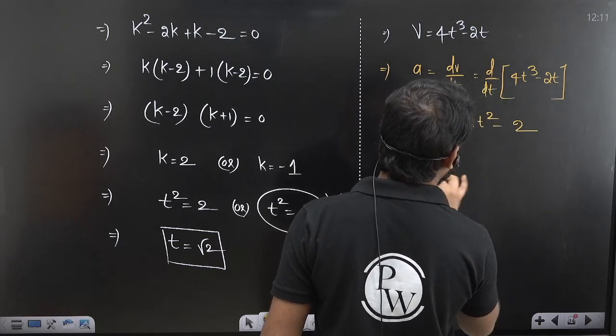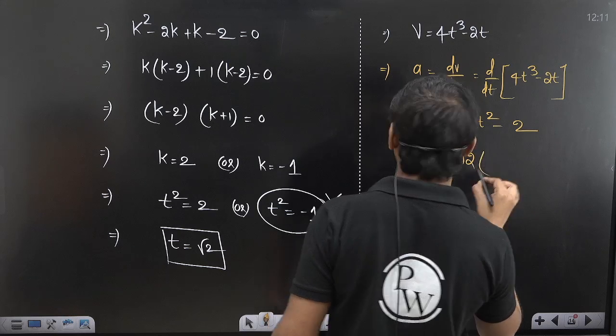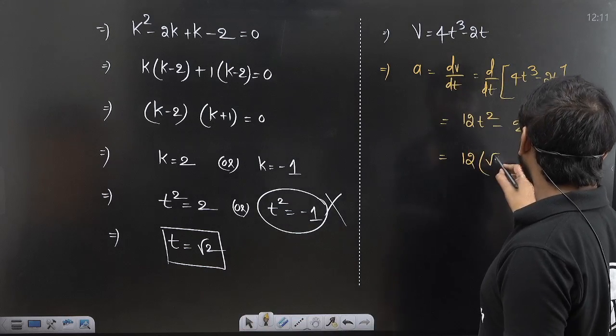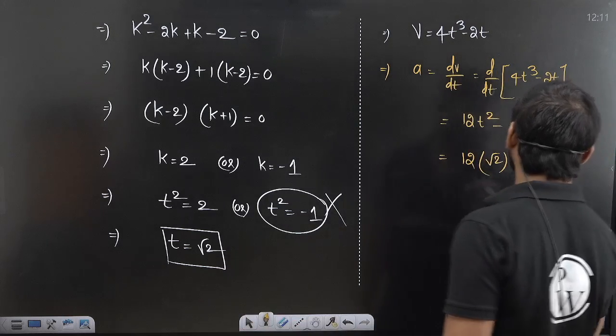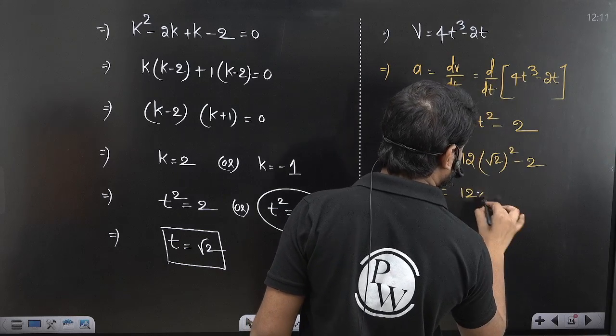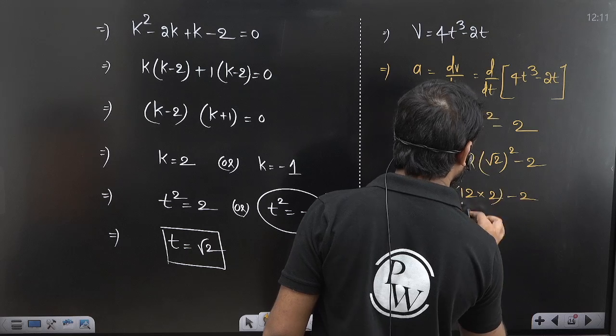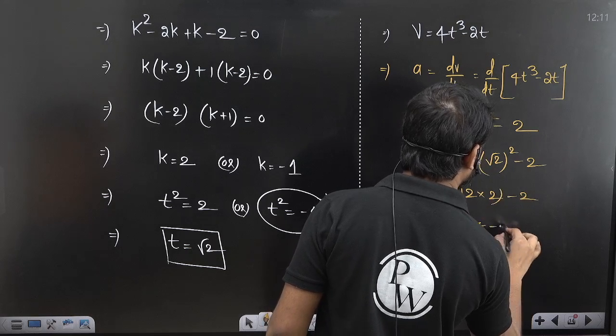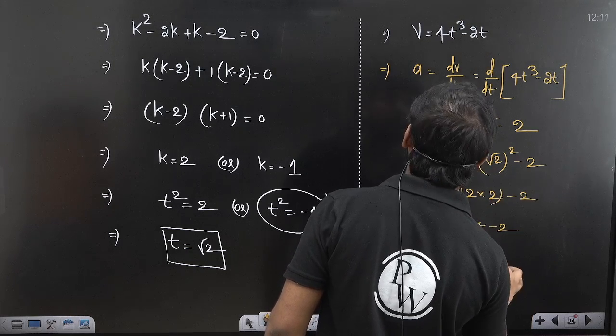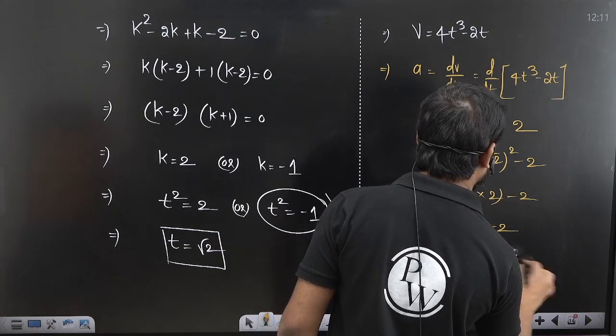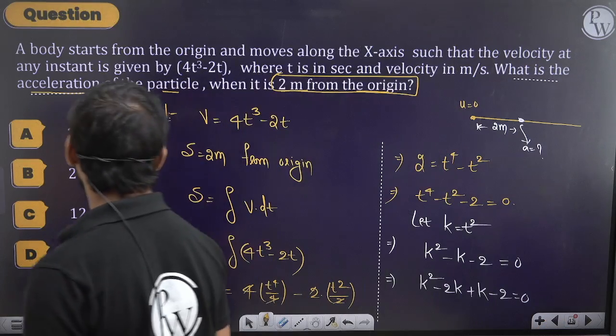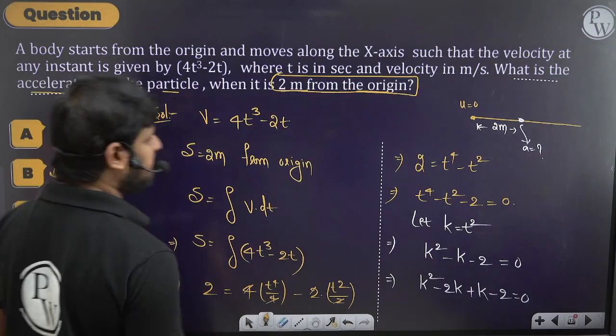So from here we get 12 into, what is t in place of t? Root 2 whole square minus 2. So from here 12 into 2 minus 2. So this is 24 minus 2, which is 22 meter per second square. So the correct answer is 22 meter per second square, option B.